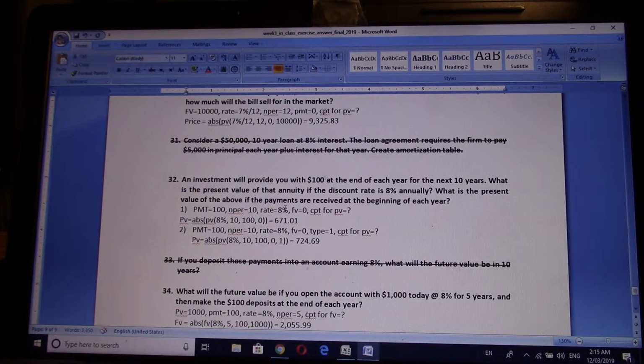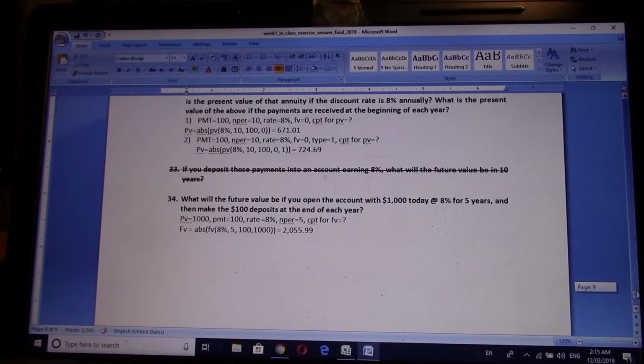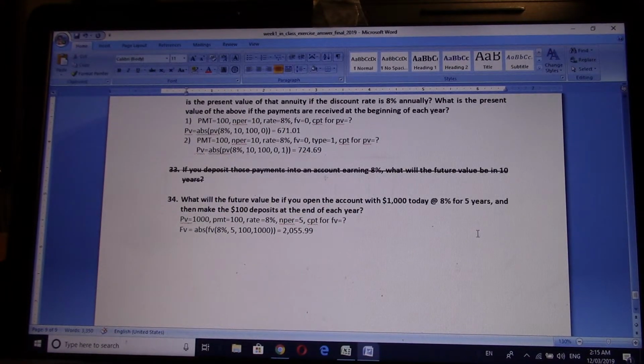Okay, the last one in this set of questions. What will be the future value if you open an account with $1,000 today at 8% for 5 years and then make a $100 deposit at the end of each year? So in this question, you open the account and put down $1,000, so that should be your present value. And PMT should be 100 because you deposit $100 at the end of each year. The interest rate should be 8%. NPER should be 5. And then you compute for future value. So this is this question.